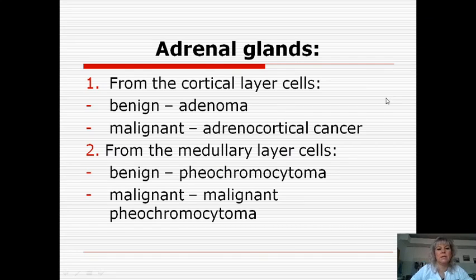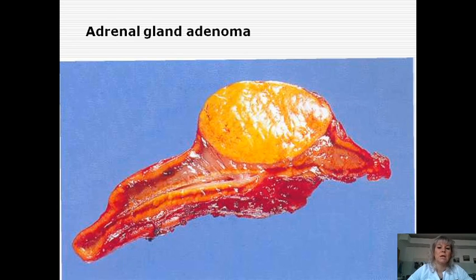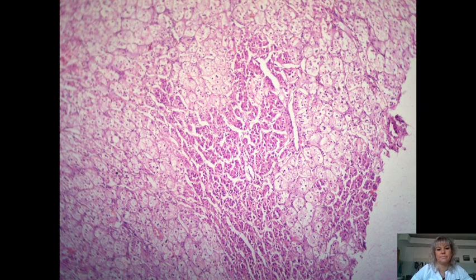In the adrenal glands, from the cortical layer cells, benign has the name adenoma, malignant, adrenocortical cancer. From the medullary layer cells, benign pheochromocytoma and malignant pheochromocytoma. In this photo you can see adenoma of adrenal gland, yellow color and round form and clear borders. And histologically we see clear cells of adenoma.